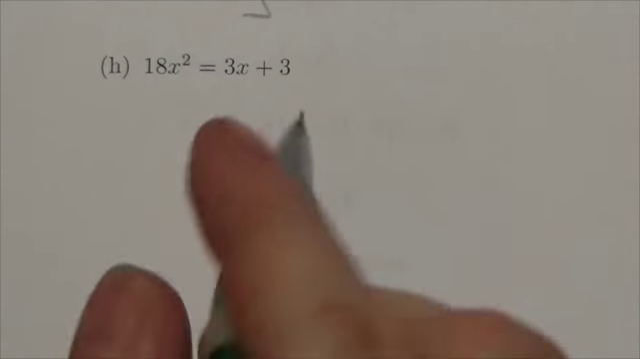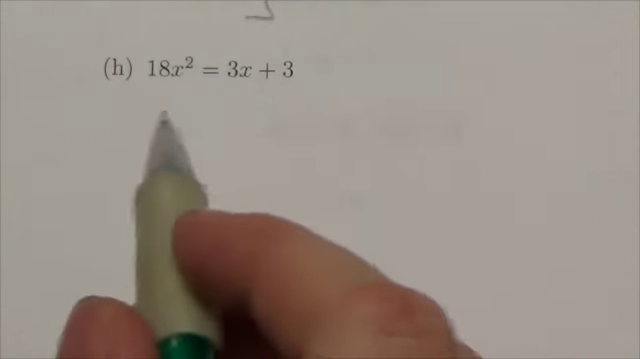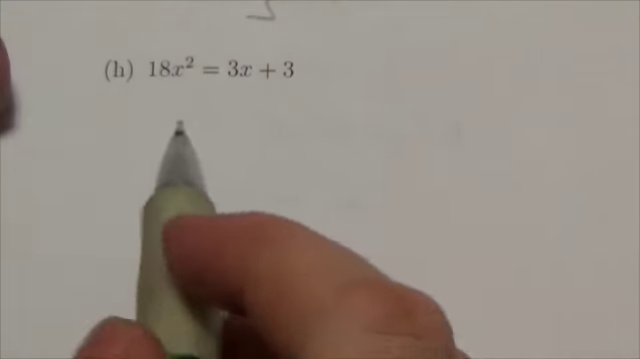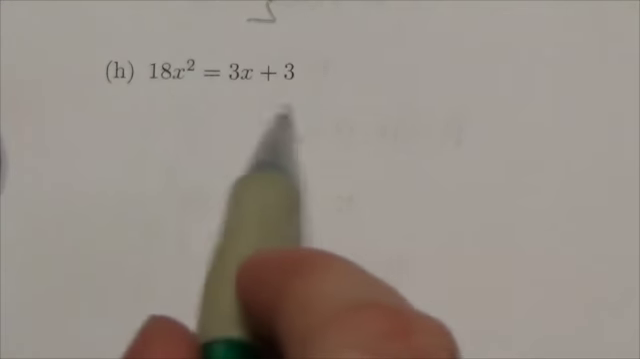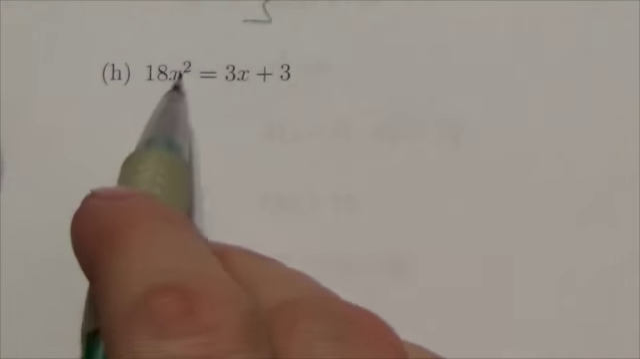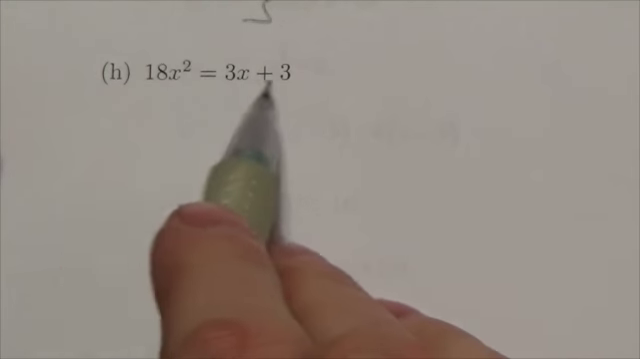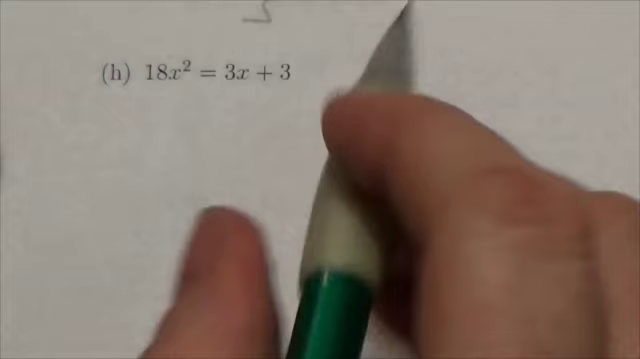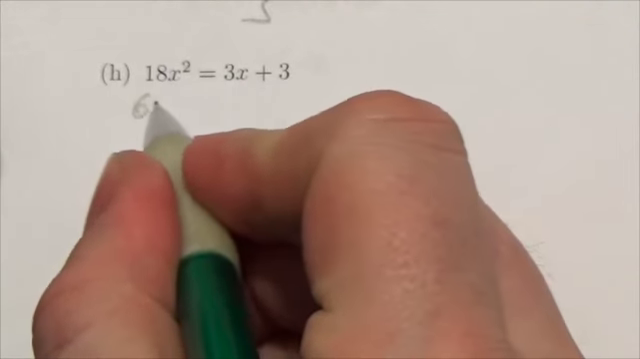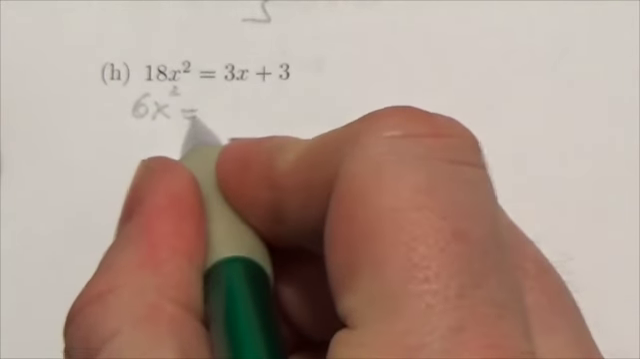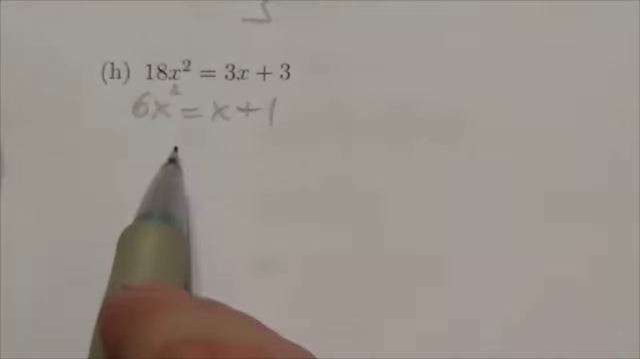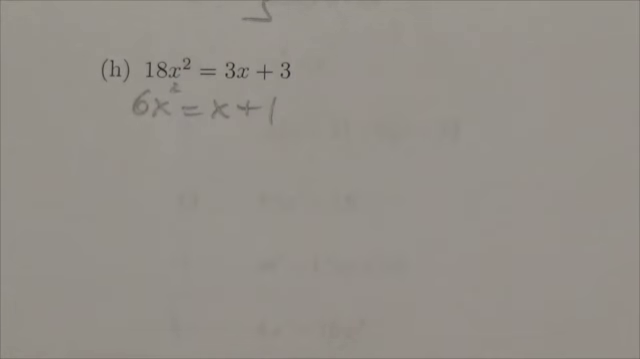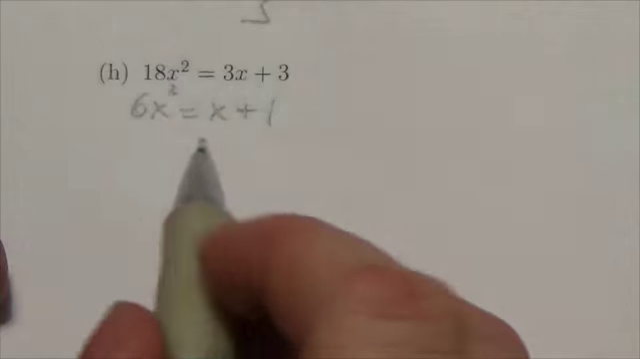Okay, question 4H here. We've got to remember we're solving these equations by factoring. So the very first thing that I see when I take a look at this equation, even before I bring everything over to one side, I notice that there's a common factor of 3 to everything. So I'm just going to divide everything by 3 to get 6x squared equals x plus 1. I just don't want to be working with bigger numbers than I need to.